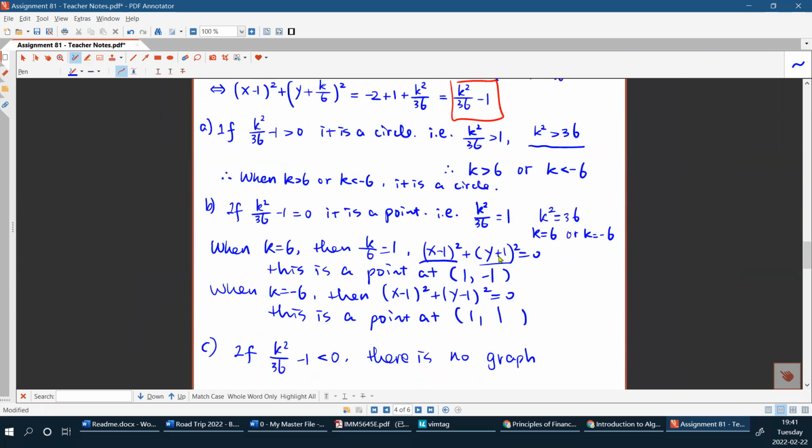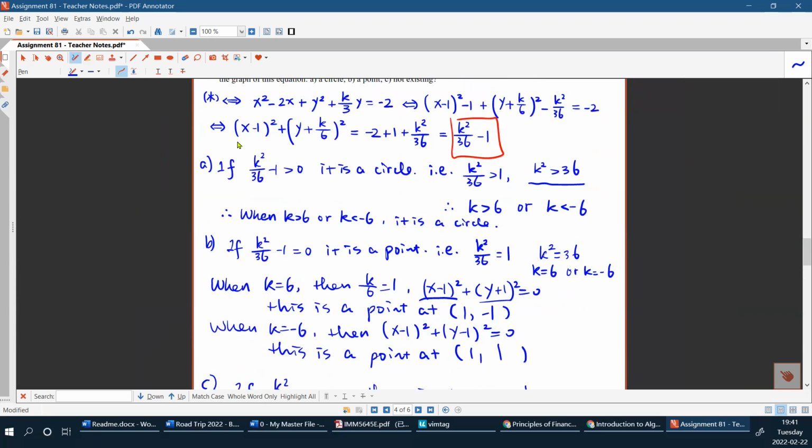Why? Because as you can see here, this number is non-negative, and this number is also non-negative. If the sum of two non-negative numbers equals a negative number, that can't happen, right? If that can't happen, that means there's no solution. If there is no solution, that means there's no graph. Can you follow me?